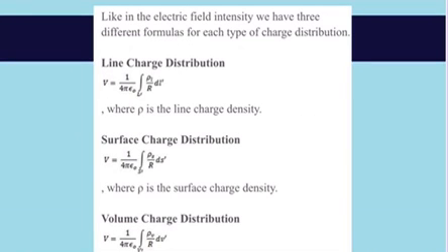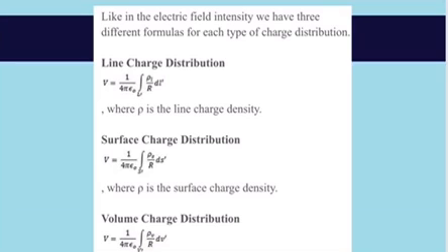Like in the electric field intensity, we have three different formulas for each type of charge distribution. The first is the line charge distribution, where λ is the line charge density. The second is the surface charge distribution, where σ is the surface charge density. And the third is the volume charge distribution. You can see the given formulas. Always remember the difference.